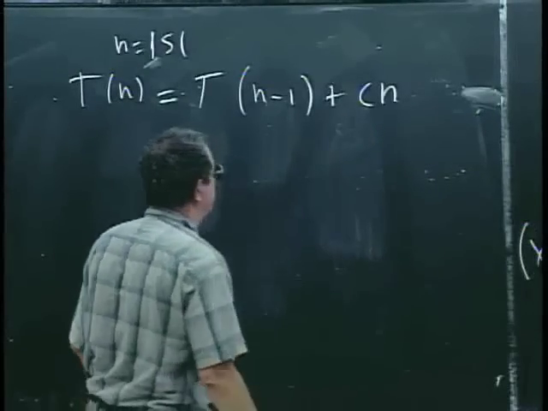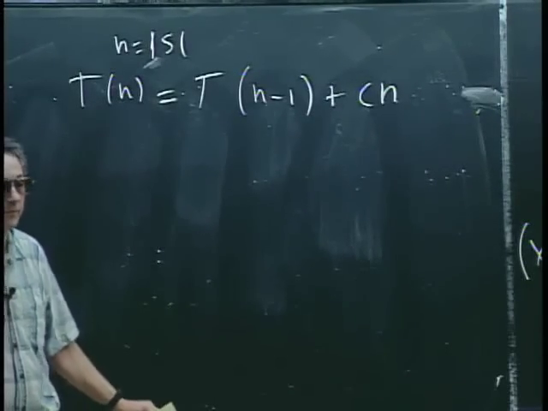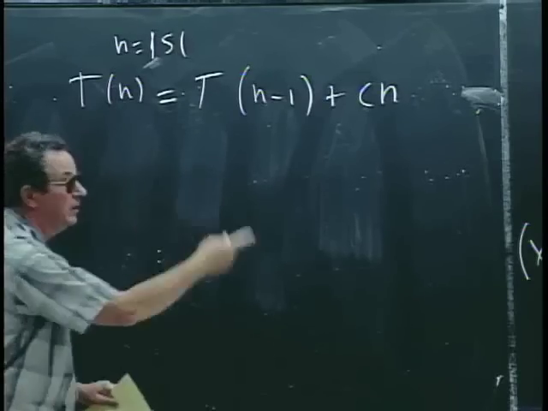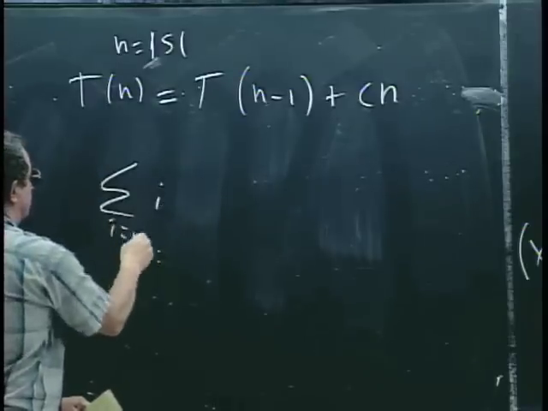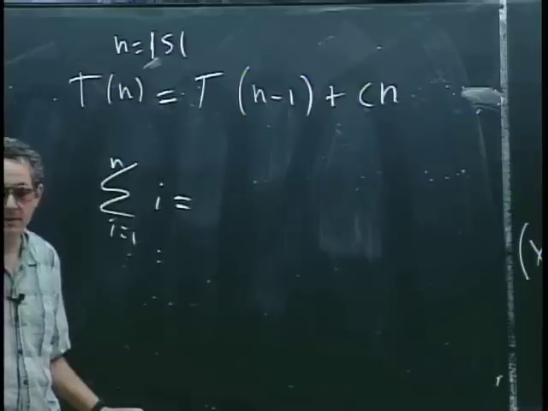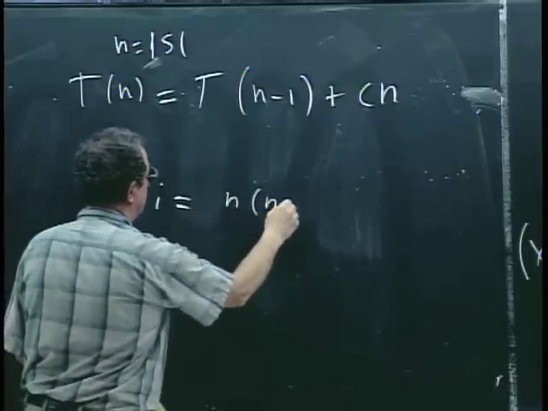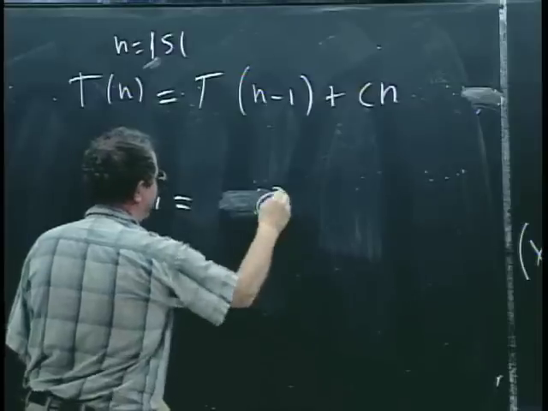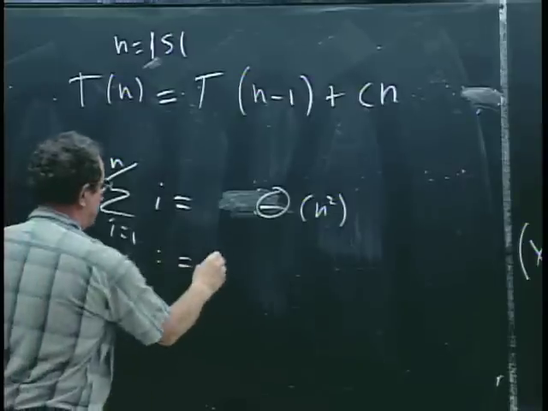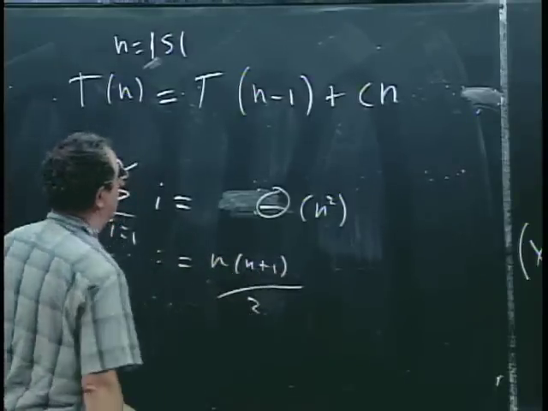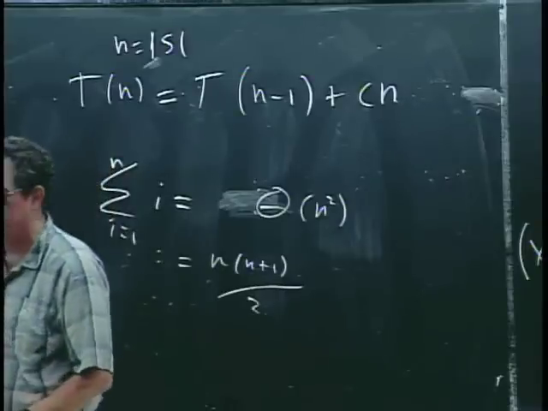And what does this solve to? Well, you have n operations the first time, n minus 1 the second time, n minus 2 the third time. Add those up and you get what? 1 plus 2 plus 3 up to n is equal to? Well, something like theta n squared, right? N times n plus 1 divided by 2. Okay, so the worst case running time of this is not very good.